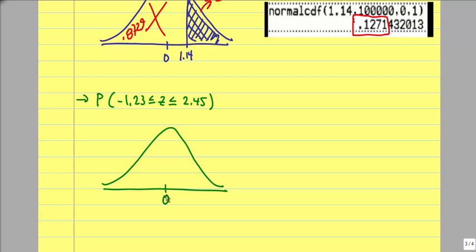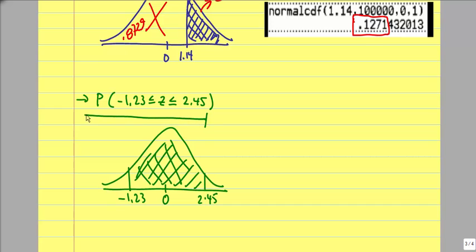Now when we look at this one, I'm going to use that idea of between. We know it's our standard normal random variable z, so negative 1.23 is somewhere to the left, 2.45 is somewhere to the right, so this is my shaded area. Now if I use the table, I'm going to look up 2.45 and find all the area to the left, and then I'll look up negative 1.23 and look at all the area to the left and subtract them, and that will leave me with my area of interest.